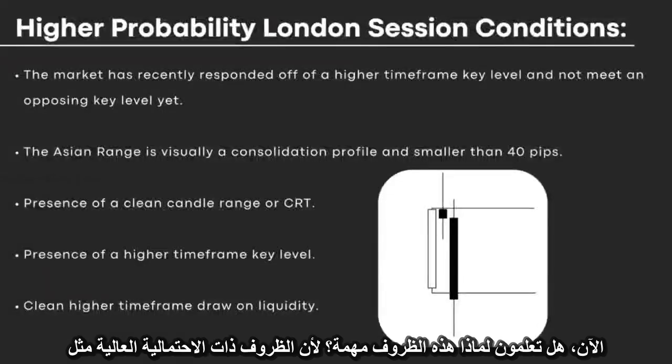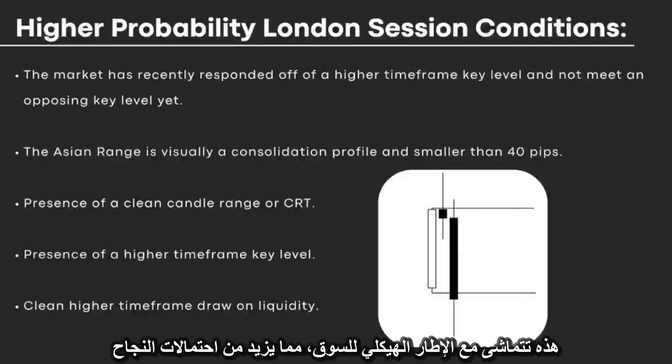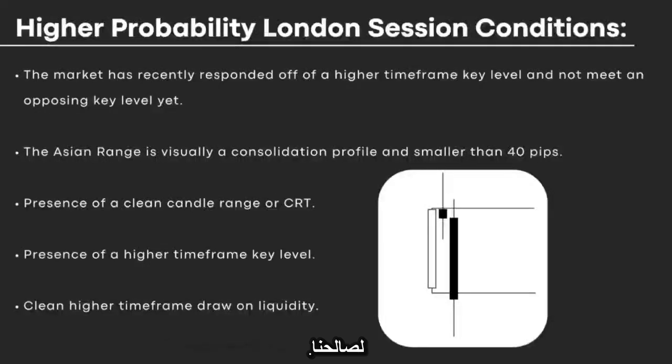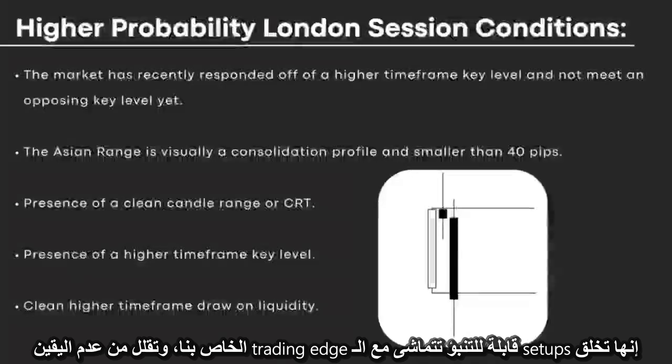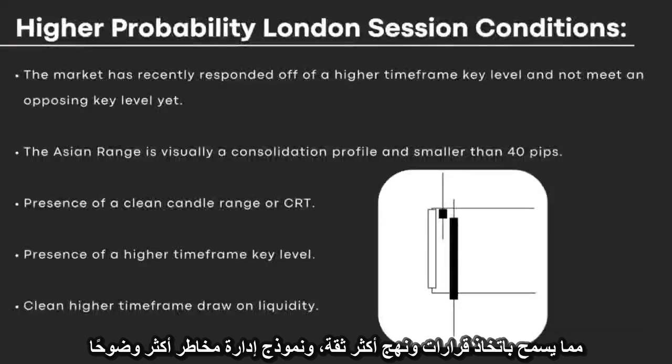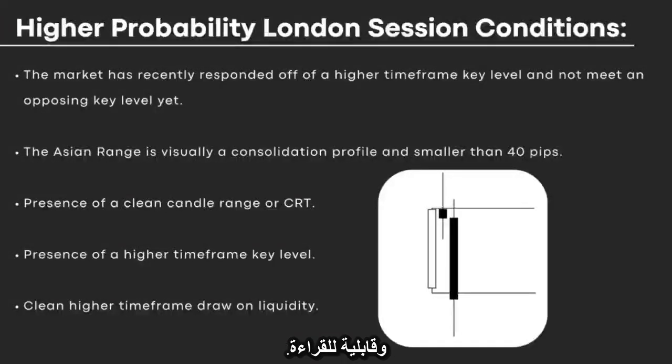Now, do you know why these conditions matter? Because high probability conditions like these align with the structural framework of the market, which increases the odds of success in our favor. They provide clear context for price movement, they create predictable setups that align with our trading edge, and they reduce uncertainty, allowing us a more confident decision making approach and a more calculable risk management model.